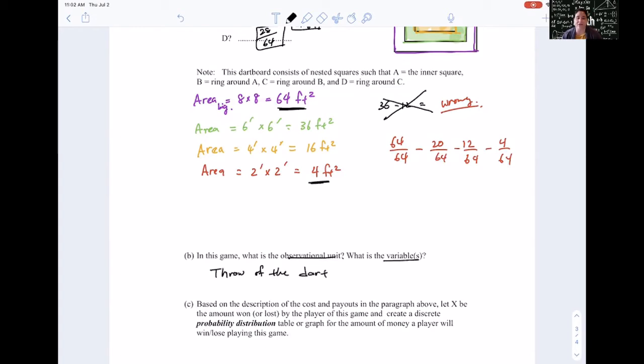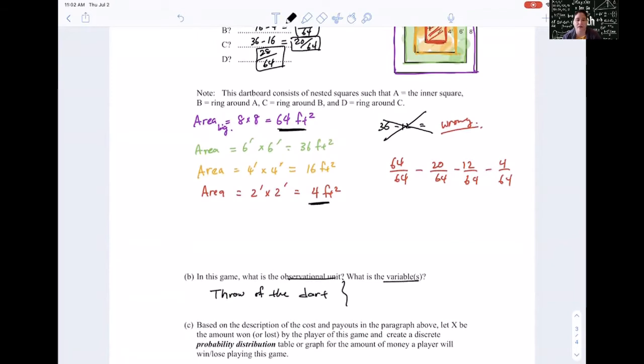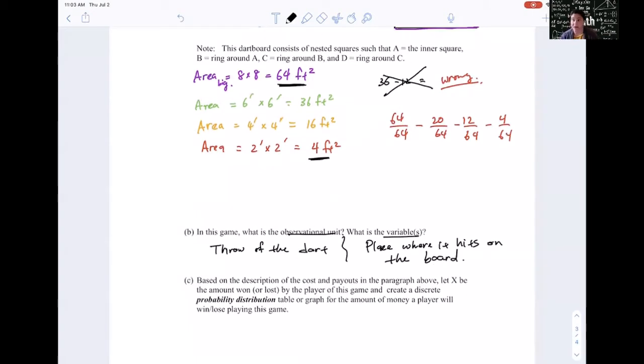And then what is it that we care about with that dart? What is it that we're marking down? About the throw, what are we varying? Where it hits on the board. Yeah, where it hits on the board. So the variable is the place it hits on the board, because where it hits on the board is going to tell us how much money we've won. That's really what we care about. Let's be honest.